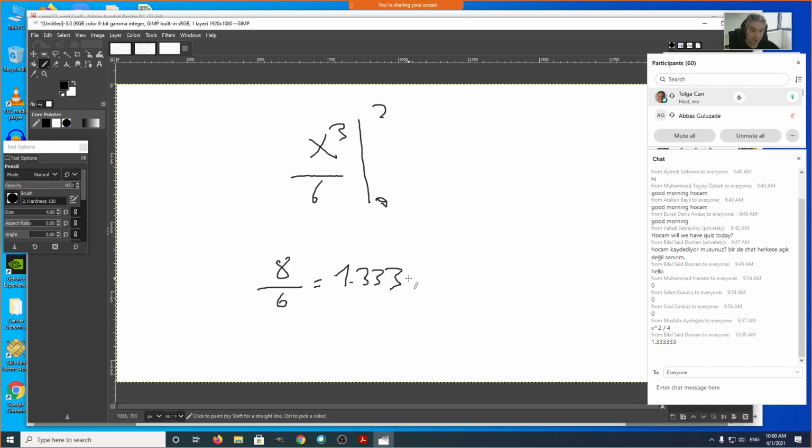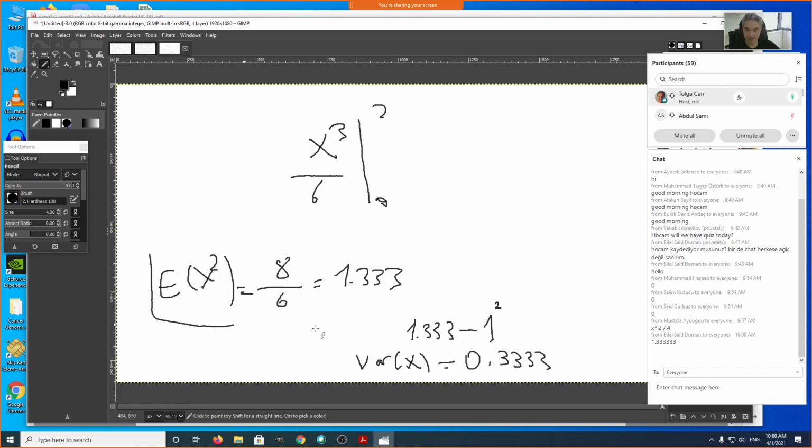Oh, this is not the variance, by the way. So again, I made the same mistake. This is not the variance. This is the expected value of x squared, right? The variance is this minus the expected value squared, all right? So then the variance of this is going to be 0.3333. As soon as I found this, I treated it as a variance, but I made the same mistake that I warned you about.